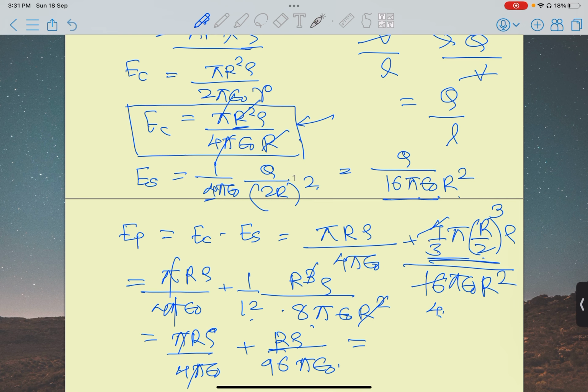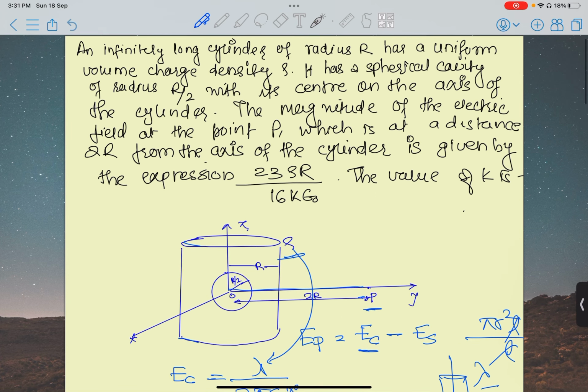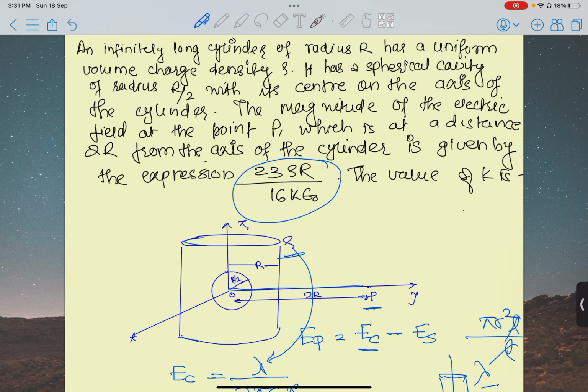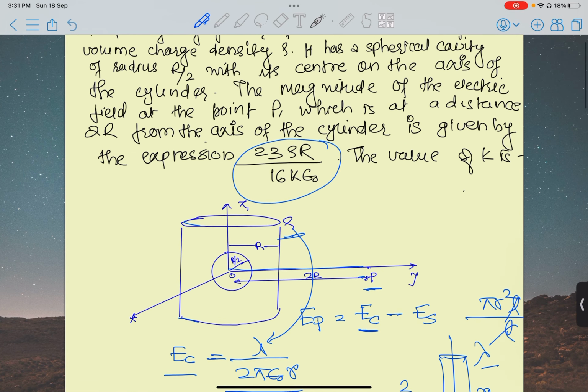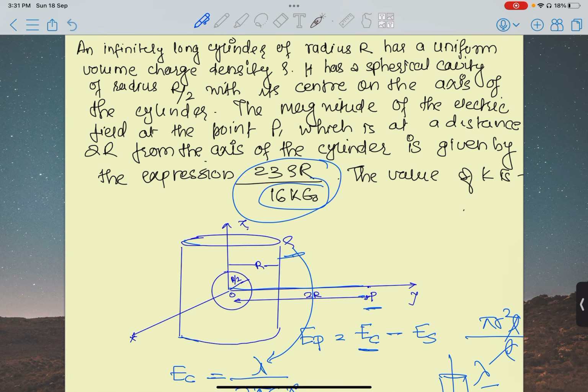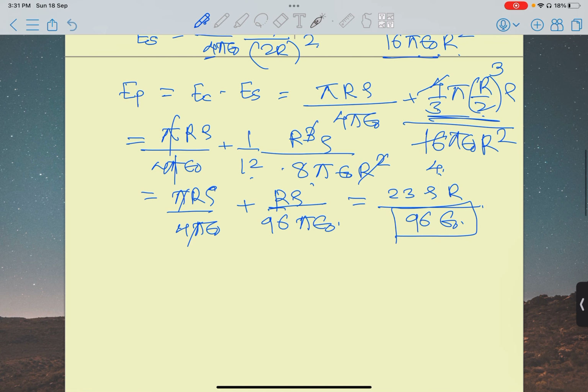And when we combine these two, we will have 23 rho R divided by 96 epsilon naught. But what is the expression given? What we have over here is 96 epsilon naught, and what is given is 16k epsilon naught. So at the end we have to find k, therefore 16k epsilon naught is equal to 96 epsilon naught. k is equal to 96 by 16. So 6 is the value of k.